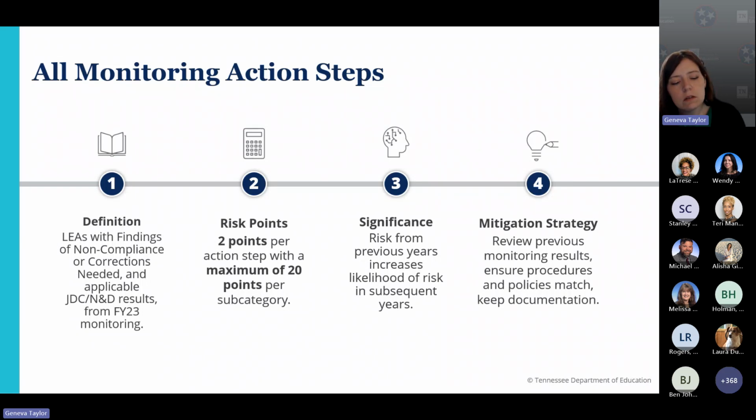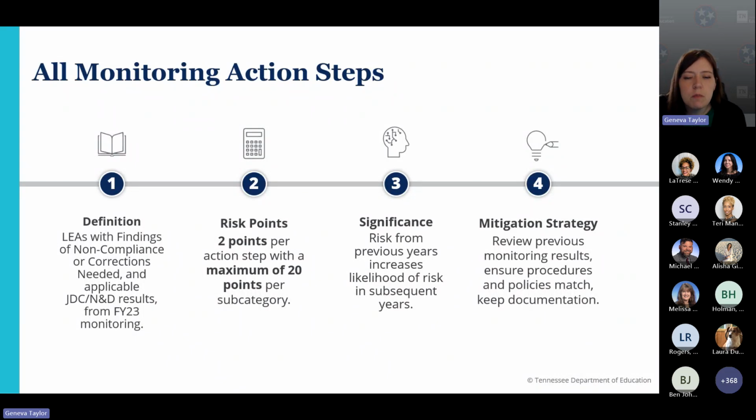Our risk points for this are 2 points per action step, not per finding, with a maximum of 20 points per subcategory. So if you had 10 or more action steps, you're going to top out at 20 points. And that is so that we're leveling the risk out just a little bit, and we're not having LEAs be monitored via level 3 over and over and over again, to give you a chance to positively impact your data.